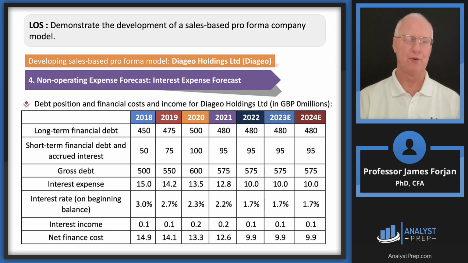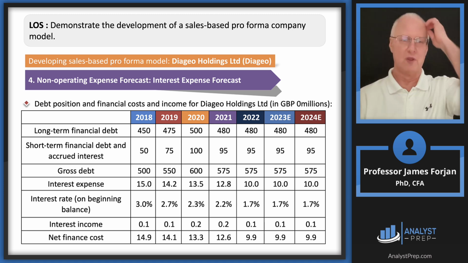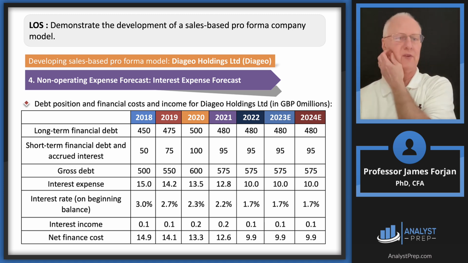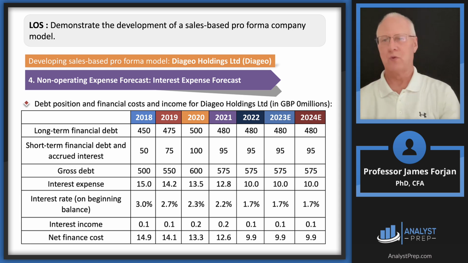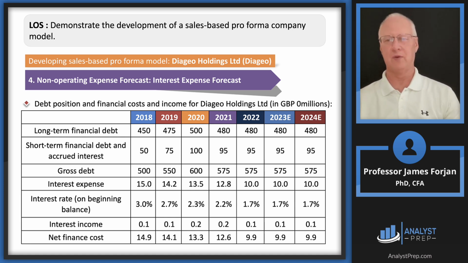Now let's move on to other than operating expenses. So number 4 here, let's focus on the interest expense forecast. To estimate interest expense, we need to know essentially the total amount of the debt and then the coupon rate on those debt instruments. Long-term debt, short-term debt. So there you go. 2023, 480 for long, 95 for short. There's the total debt. There's our interest expense. There's an interest rate, 1.7%.